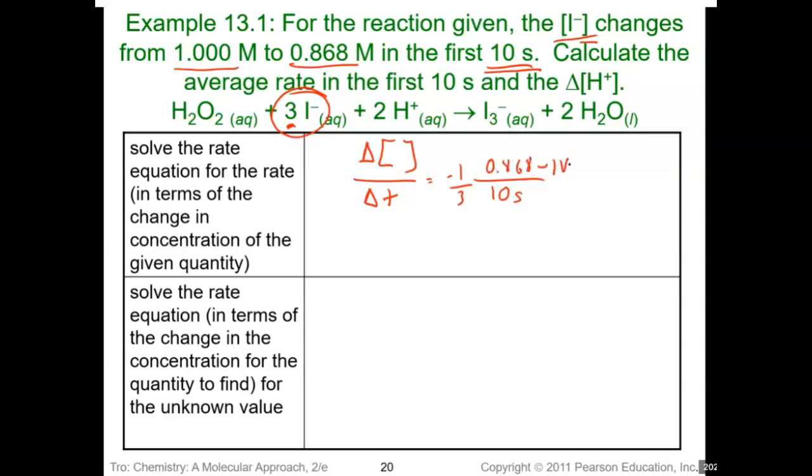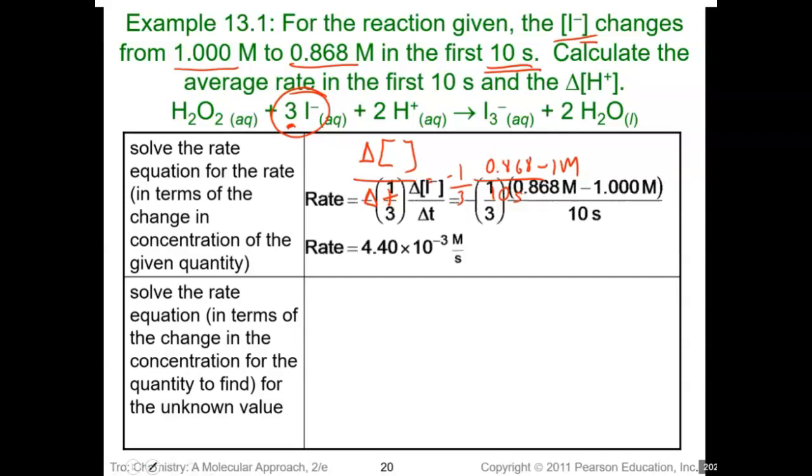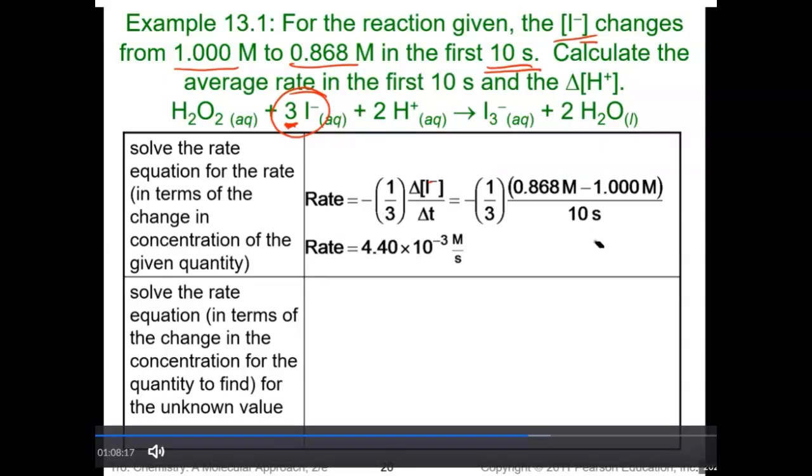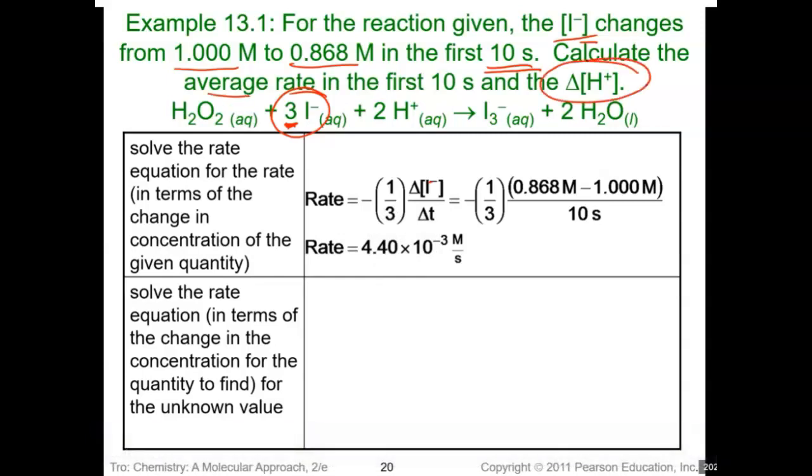0.868 minus 1 molar. So if we plug that in, we get, okay, I just put that a little too low. Here it is much neater, much nicer, exactly what I just wrote. The 3 to correct for the fact that there's a 3 here, the negative to correct for the fact that it's a reactant, and then I just subtract. Time, change in concentration. Easy peasy. But that gave us the average rate. We also need to figure out the concentration of H+.